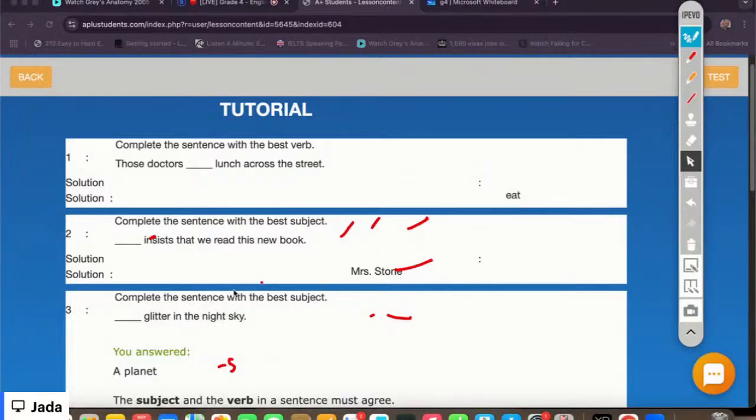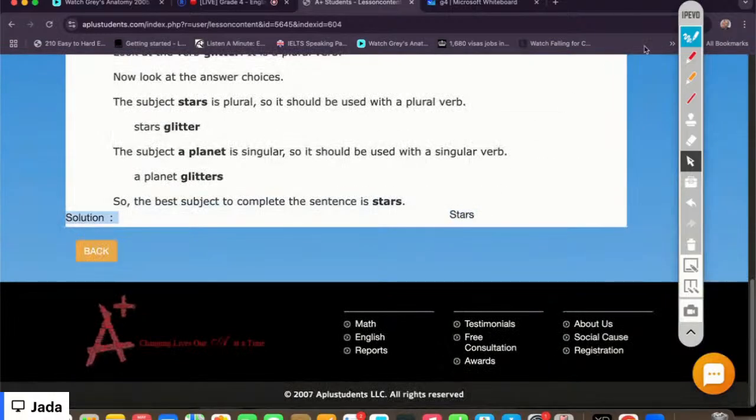And then we also have dash insists that we read the new book. Okay, so we have what here? Insists. That verb is singular. It has s, so it's going to be a singular subject, Mrs. Stone. Now, glitter in the sky. The verb is what? Glitter. It does not have s in the glitter, so it's a plural verb. So we need a plural subject. So it's going to be stars.